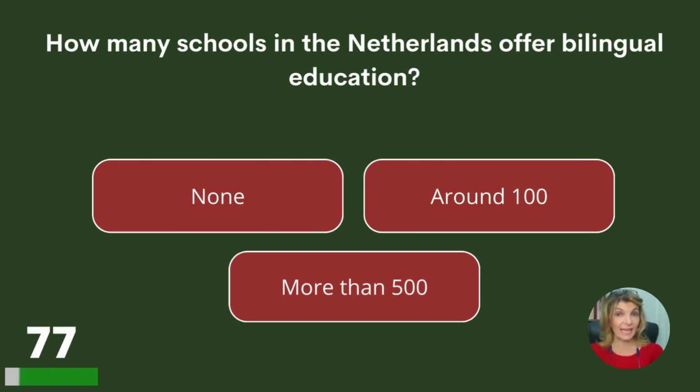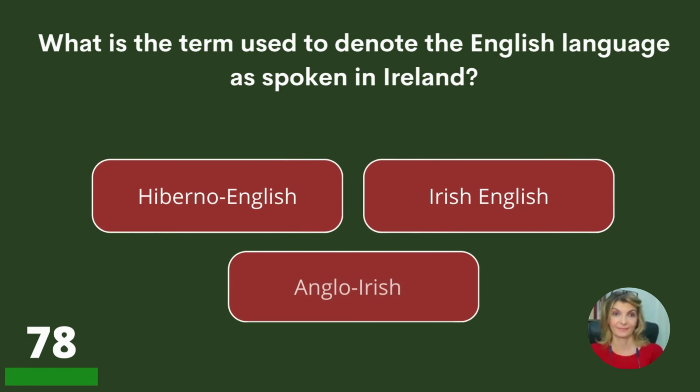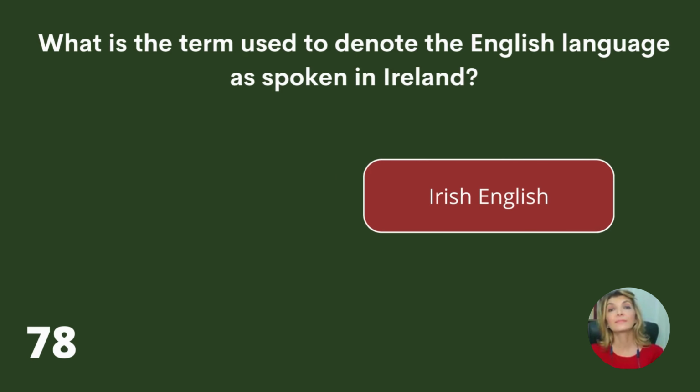How many schools in the Netherlands offer bilingual education? None, around 100, or more than 500? Around 100. What is the term used to denote the English language as spoken in Ireland? Hiberno-English, Irish English, or Anglo-Irish? Irish English.